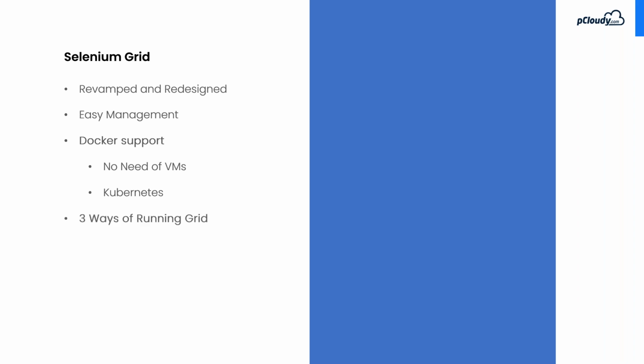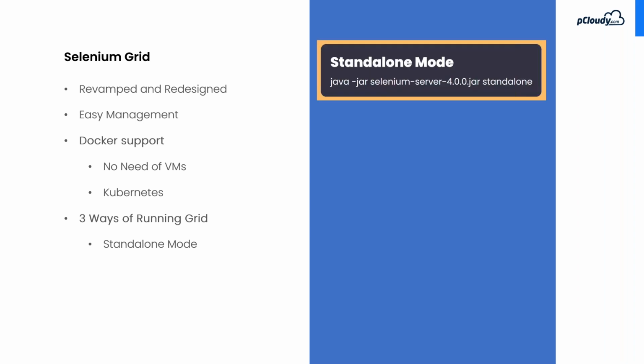There are three different ways of running the Selenium Grid. Let's look into them. The first one is standalone. Now we have a single jar and we do not have to run all the nodes and hubs separately. We can use a single command, it will just say standalone and take care of all the processes, and it will find all the web drivers or web browsers in the system.